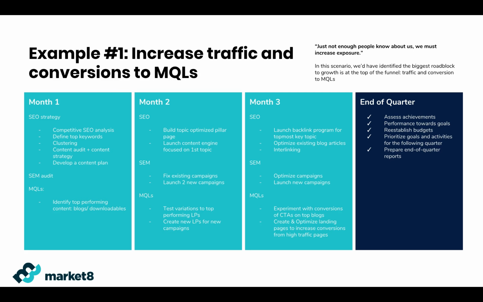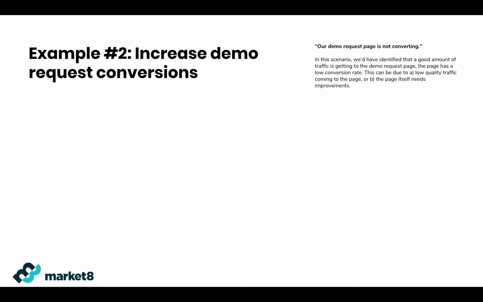Are we achieving those? Reestablish budgets, prioritize goals and activities for the following quarter, and then prepare the annual quarter reports that we can circulate around the leadership of the company.